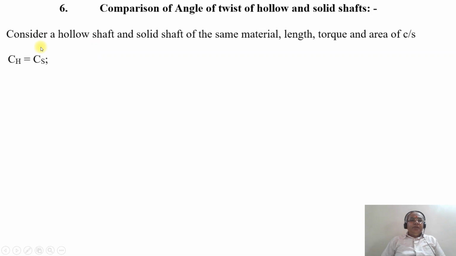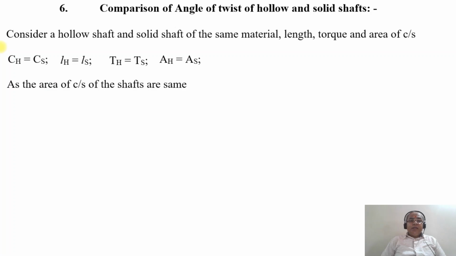of cross section. As the material is the same, CH is equal to CS, that is, the modulus of rigidity of the hollow shaft will be equal to the modulus of rigidity of the solid shaft. The length of the hollow shaft will be equal to the length of the solid shaft, and capital TH is equal to TS because of the torque, and capital AH will be equal to AS, which is the area of the hollow shaft will be equal to the area of the solid shaft.